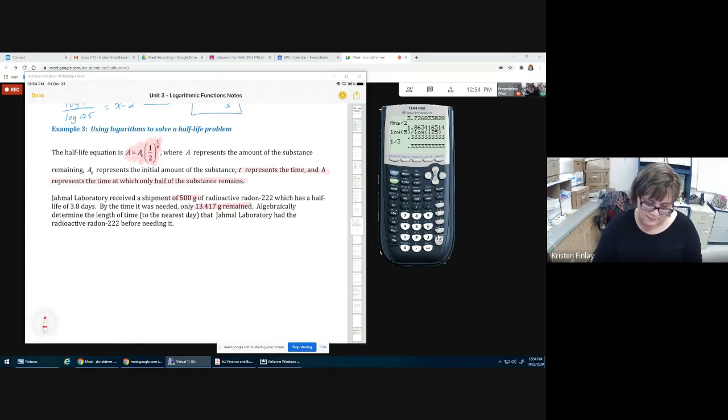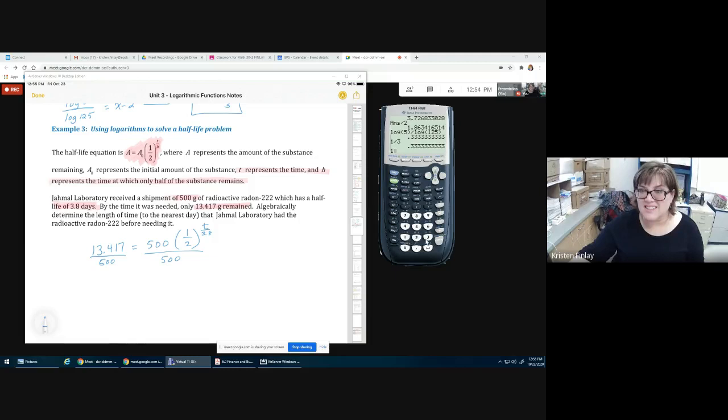And it has a half-life of 3.8 days. So we want to know how long they have been holding on to it. So we have 13.417 equals 500, that's what we started with, times 1/2 to the t over 3.8. Okay, so let's start by dividing both sides by 500 to clear that out of there, right?